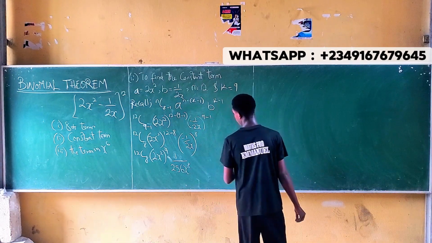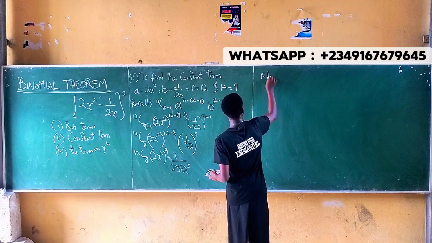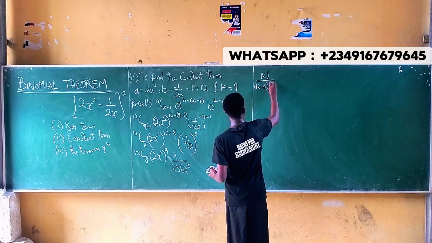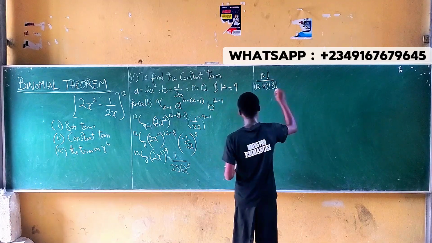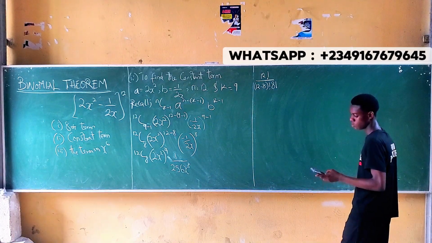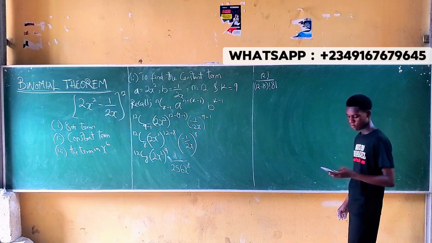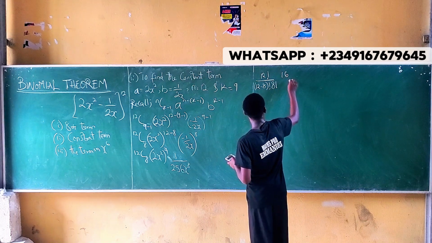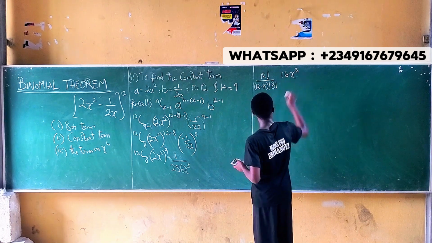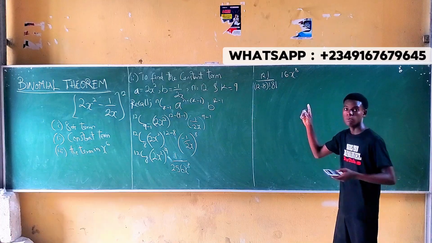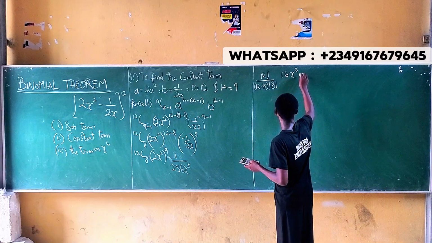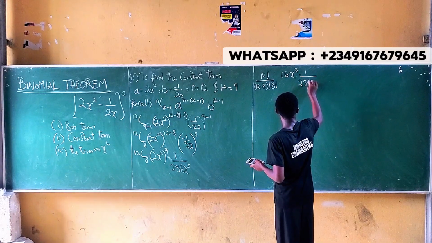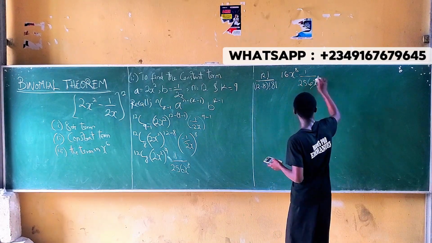Moving on now, let's find 12 combination 8. So 12 combination 8 is 12 factorial all over 12 minus 8 factorial, 8 factorial. And this is now 2x squared all raised to the power of 4. I'll do 2 raised to the power of 4, which is 16. Then x raised to the power of 8, because with x squared raised to the power of 4, you don't multiply the index, you have 8. And this is multiplied by 1 all over 256x raised to the power of 8. So now this can cancel this.